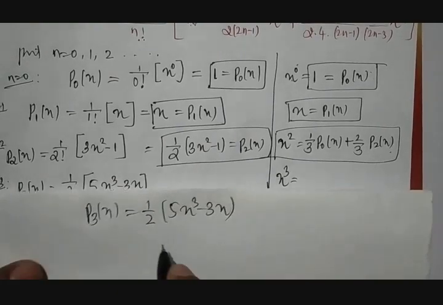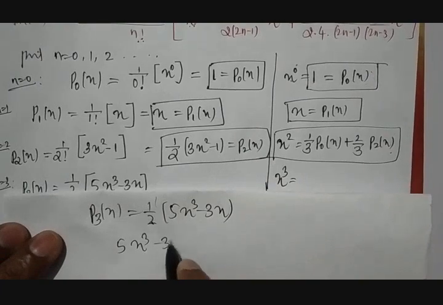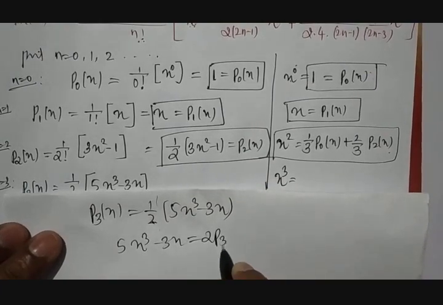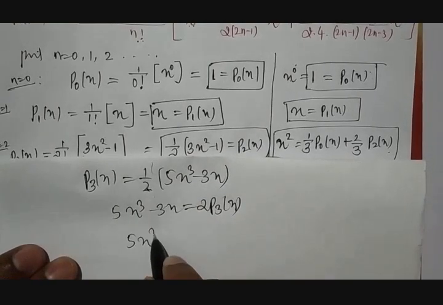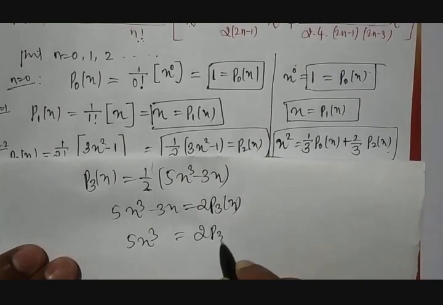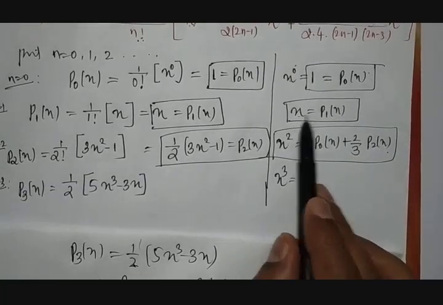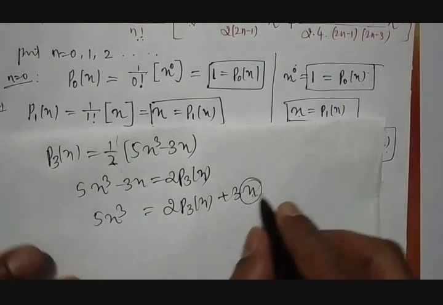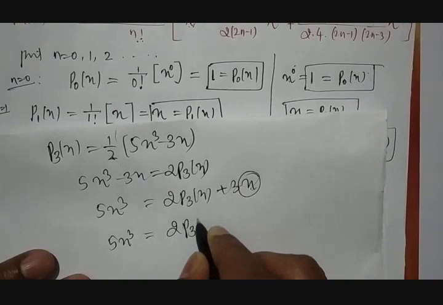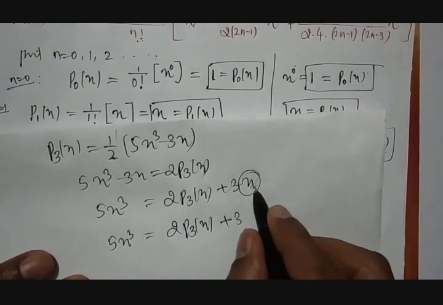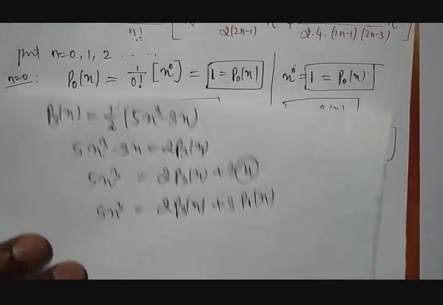Therefore what happens? This 1 by 2 will go to the other end. Then it becomes 5x cube minus 3x is equal to 2 times p3 of x. Therefore 5x cube is equal to 2 times p3 of x plus 3x. But we know that x is nothing but p1 of x. Therefore this will be written as 5x cube is equal to 2 times p3 of x plus 3 times x, which is nothing but p1 of x. So this is p1 of x.